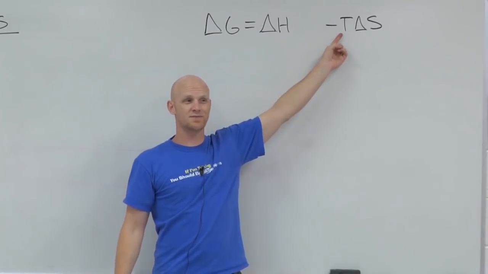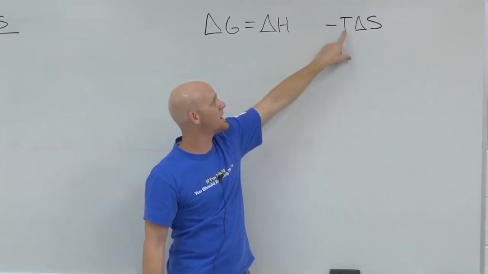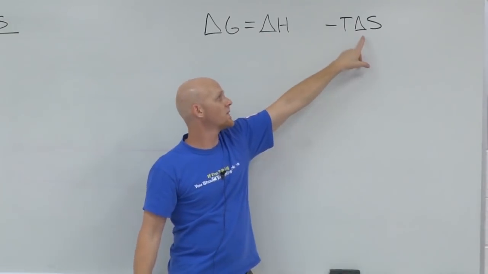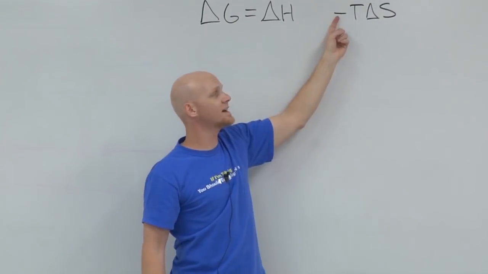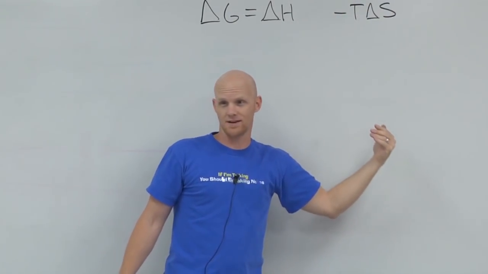Temperature has to be in units of what? Kelvin. Can that ever be negative then? No, so that's always positive. And so in this case, whatever the sign on delta S is, this second term, because of that negative sign right there, will have the opposite sign.